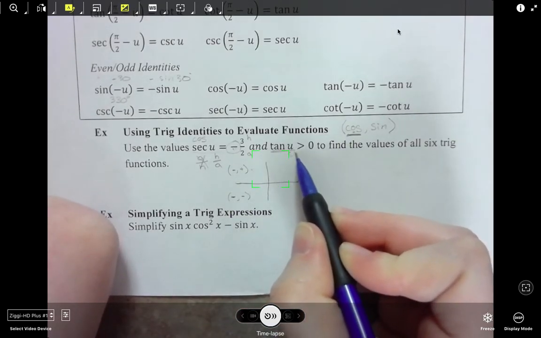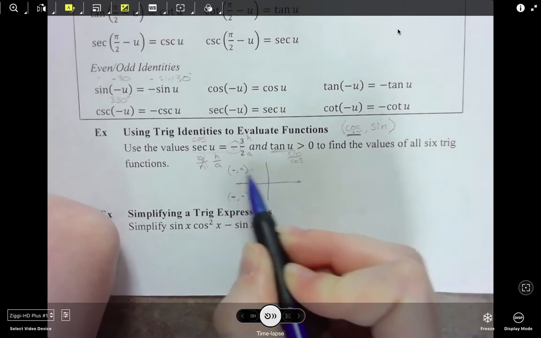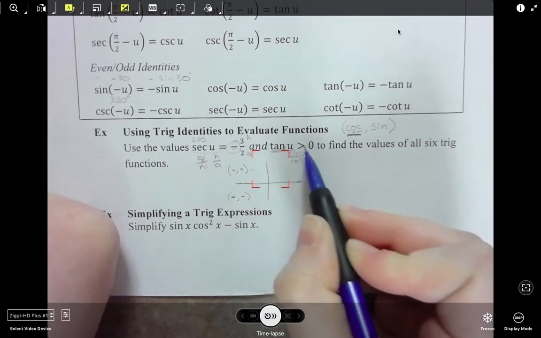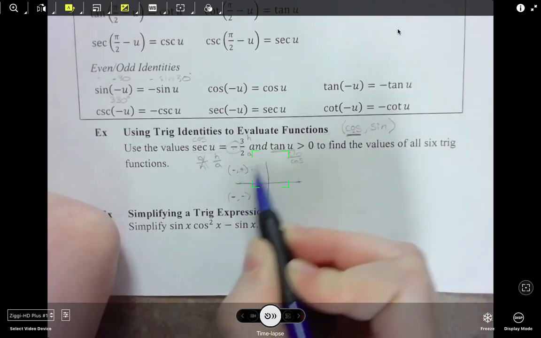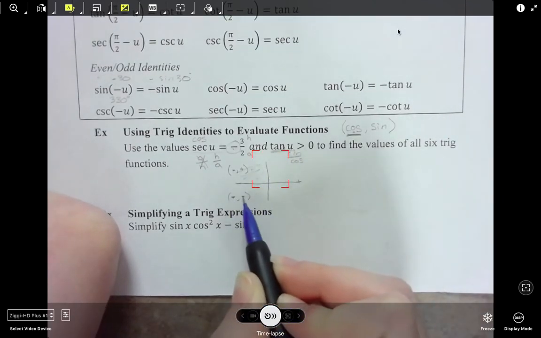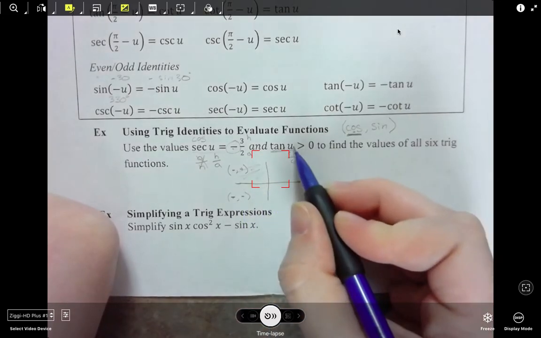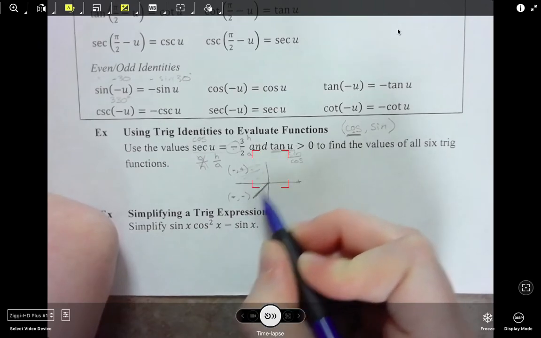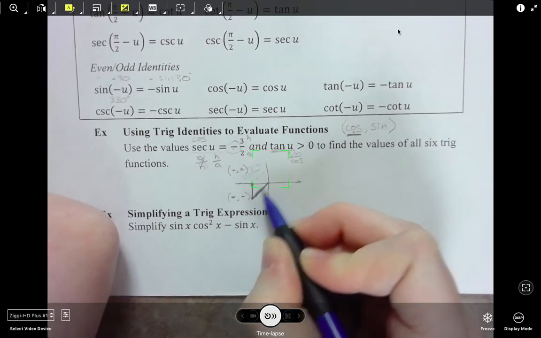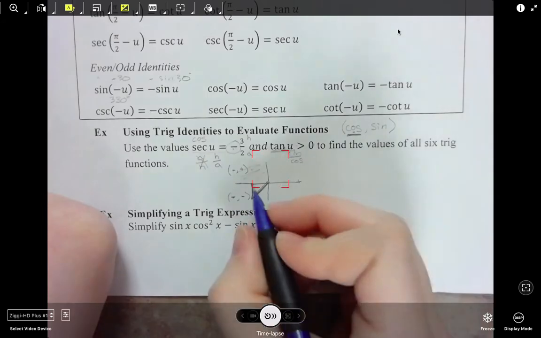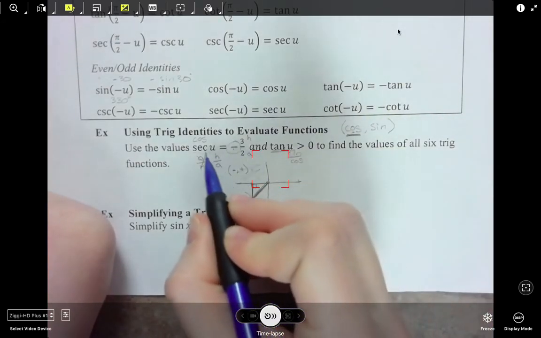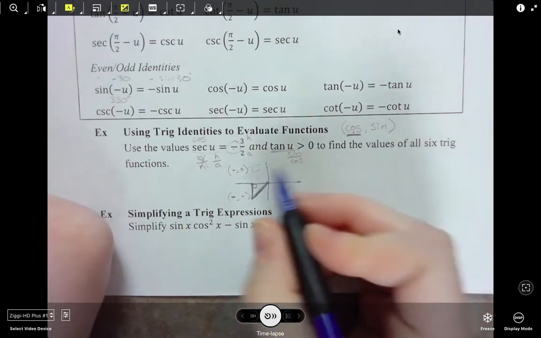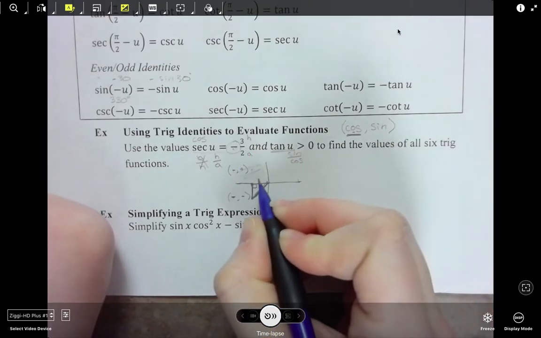Tangent is sine over cosine. So if we put a positive over a negative, that would make tangent negative, which means it's not greater than 0. So we're not looking at something in the second quadrant. We're looking at a negative over a negative, which makes tangent positive, so it's greater than 0. So we're looking at a triangle that's in the third quadrant. Okay. So our hypotenuse is 3 and our adjacent side is 2.